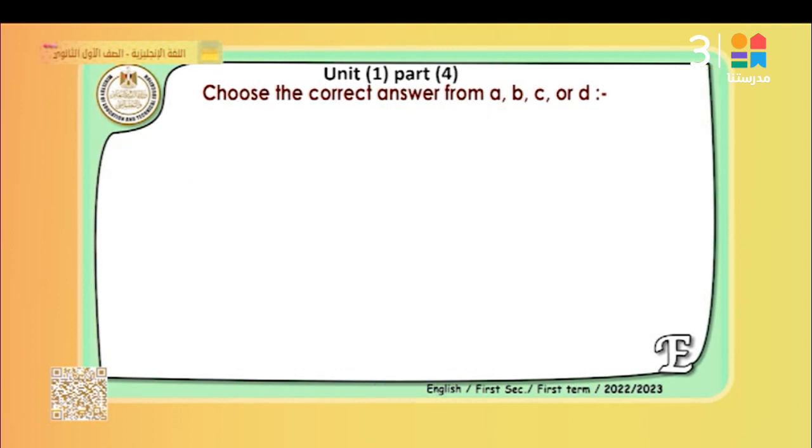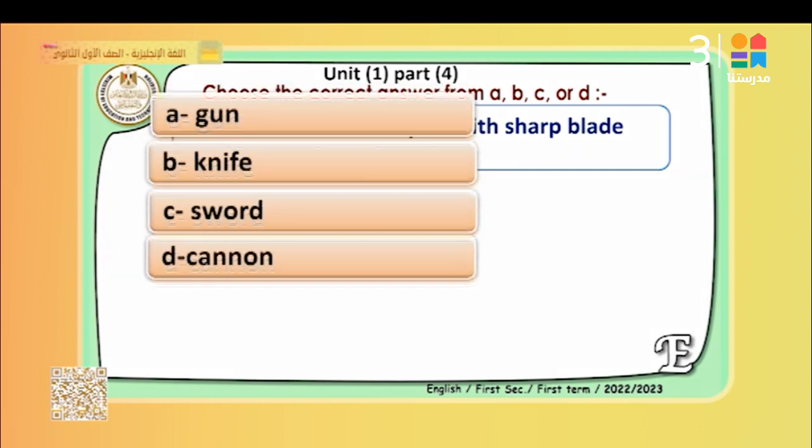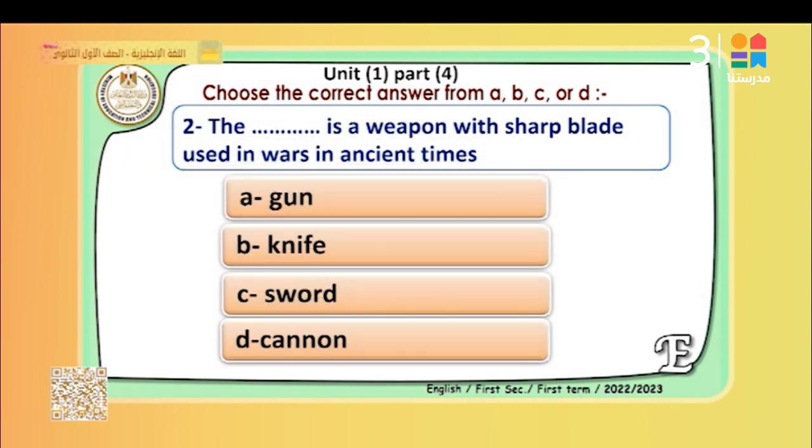Question number two. That is a weapon with sharp blade used in wars in ancient times. So here we want a kind of weapon. All the vocab we have are kinds of weapon. Gun, knife, sword, cannon. Let's see if the sentence shows more. A weapon with sharp blade. Sharp blade. Used in wars in ancient time. In the old times. It was used in the old times. So it is? Yes, of course, it's the sword.